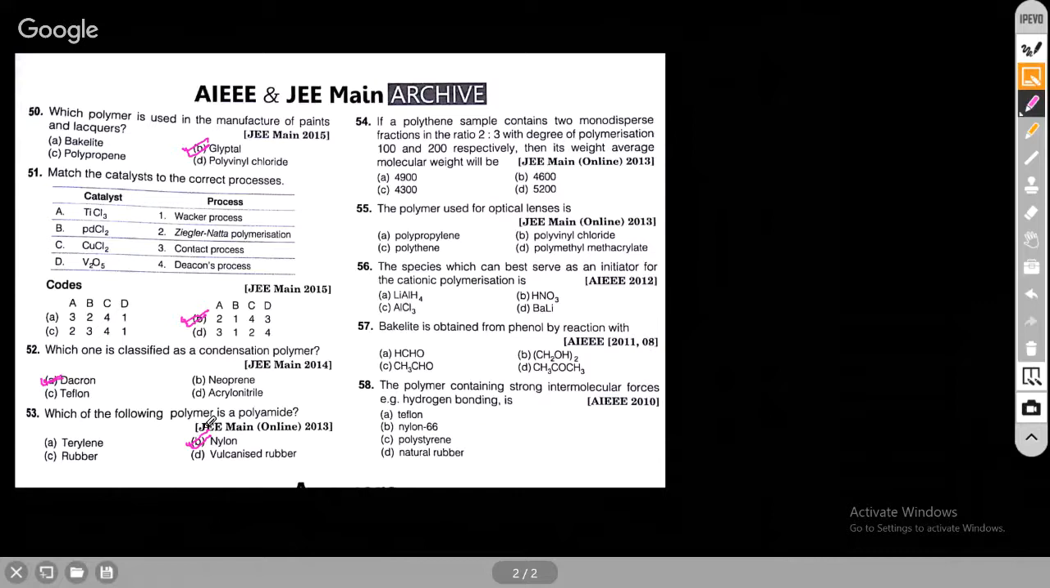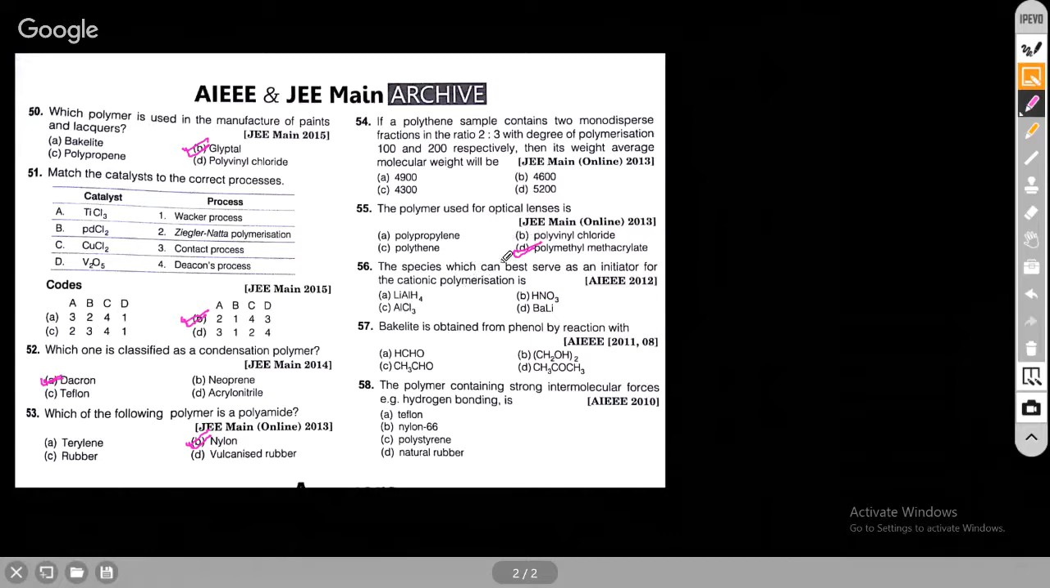$55. A polymer used for optical lenses. 55D, polymethyl methacrylate. See these questions, uses based questions they ask. One is this catalyst thing. One is uses based question they are asking. You see this one also: what is the different monomer of one particular polymer? That kind of question, and uses based question they are asking. Okay, 55 is D.